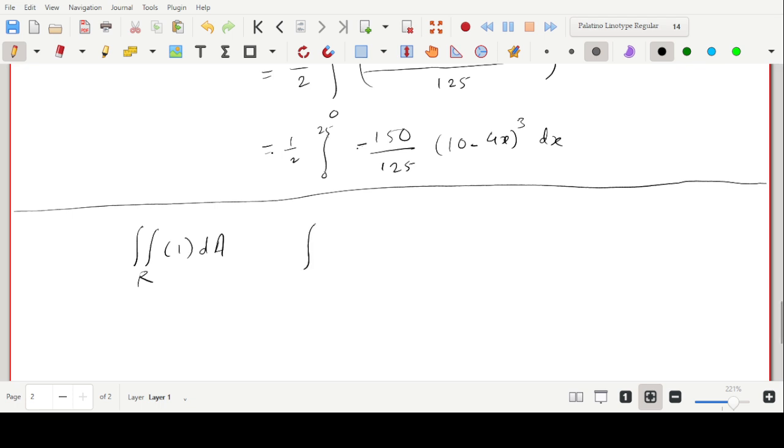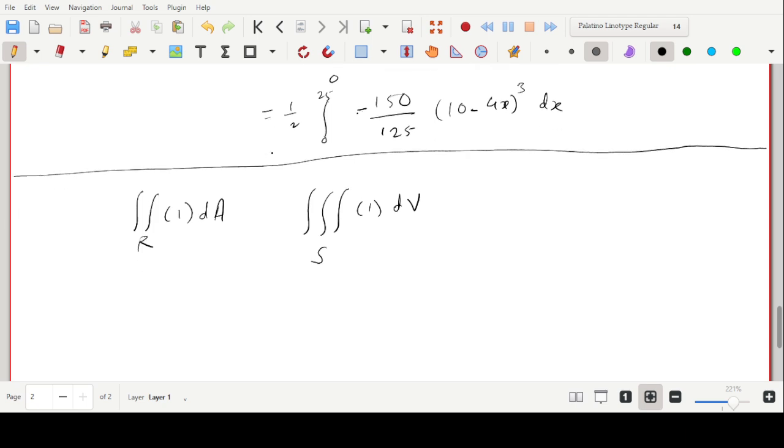Similarly, in case of triple integration we have a solid S, we set the function f of x comma y comma z equal to 1, and if we integrate this uniformly constant function 1 over S, then, just as in double integration we use dA as the differential, here in case of triple integration we use dV. So this gives us the volume of the solid.